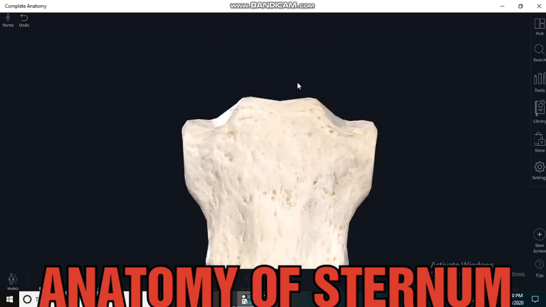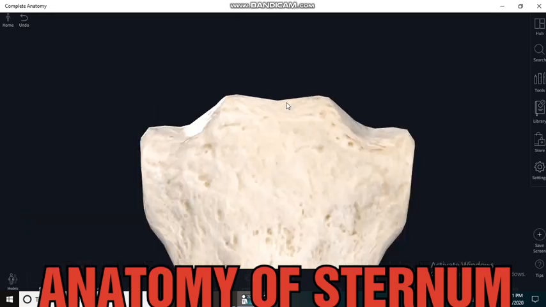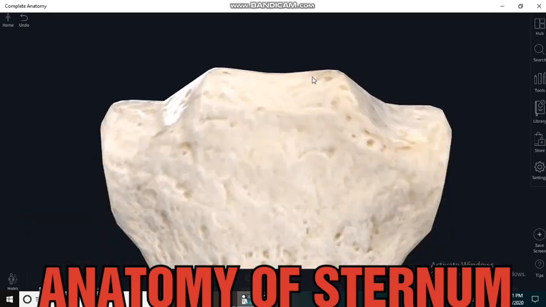Now let's discuss its bony features. The superior-most part of the manubrium is concave in shape, which produces a depression known as jugular notch. Here, this depression is known as jugular notch. On both sides of the jugular notch, there are large fossas. They articulate with the medial ends of the clavicles, forming sternoclavicular joints.